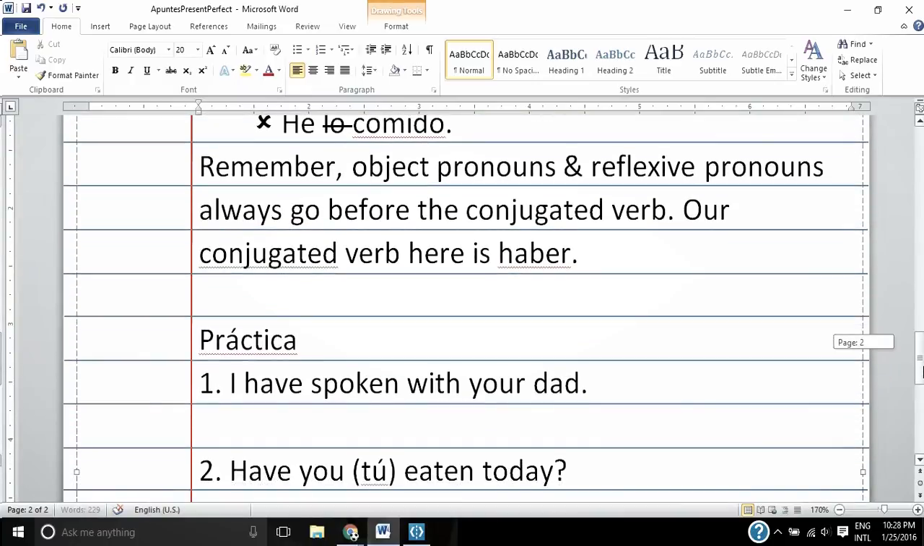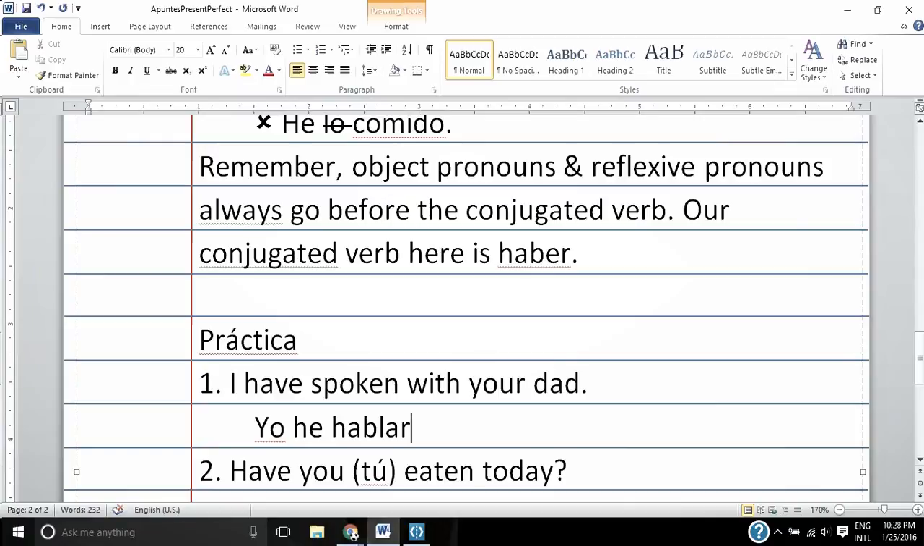Okay, so we have some practice. We're going to do a couple together. I have spoken with your dad. So first we need to figure out how to say I have spoken. Well, if you look back in your notes, we're going to use haber and then the ado or ido. The yo form of haber is he. And you don't have to write yo, but you can. And to speak is hablar.